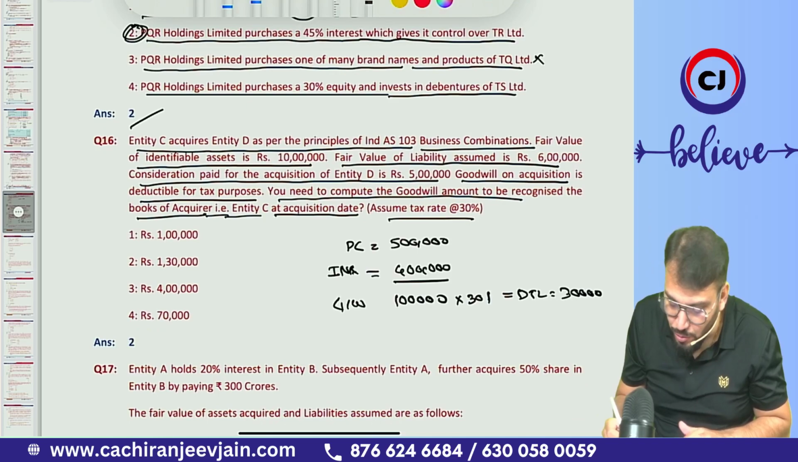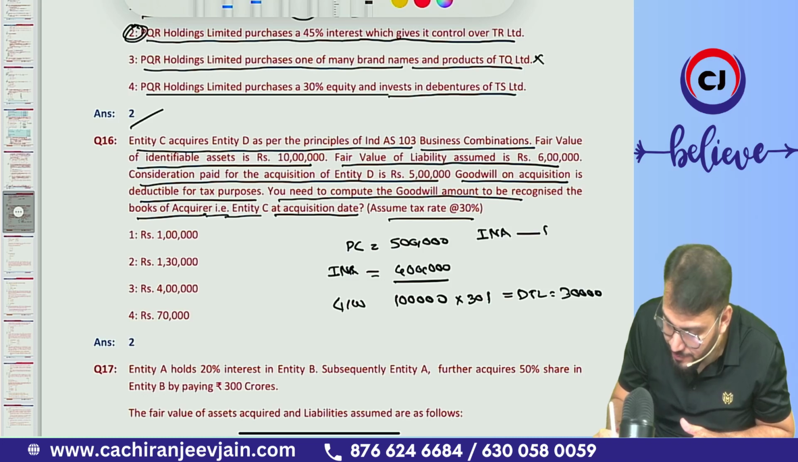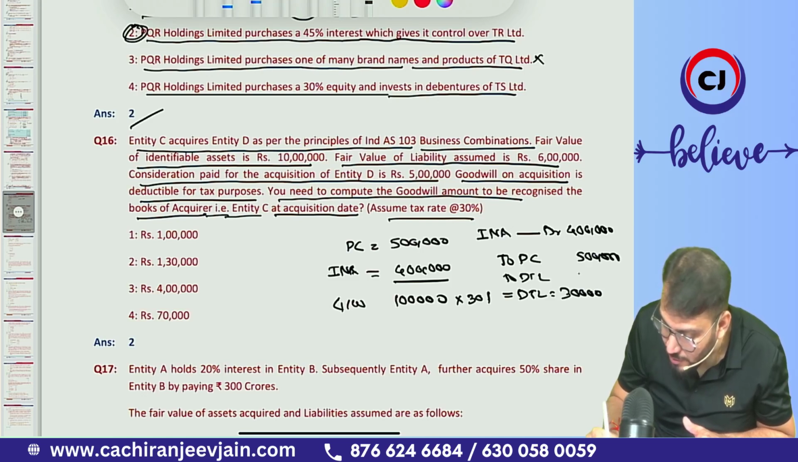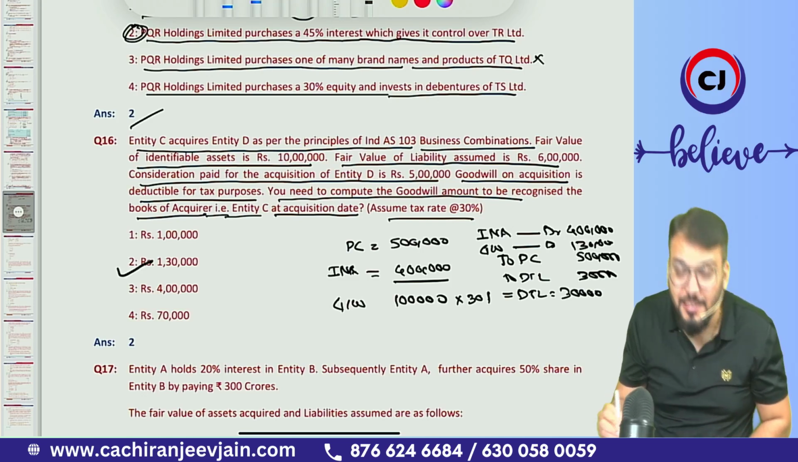What journal entry will you do? Just try to understand. INA account debit 4 lakh, to purchase consideration. Purchase consideration is how much? 5 lakh. And if you write down DTL, DTL how much? 30,000. So what is the difference? The difference will become goodwill. Goodwill becomes how much? You can see 1,30,000. So your answer will be goodwill 1,30,000.